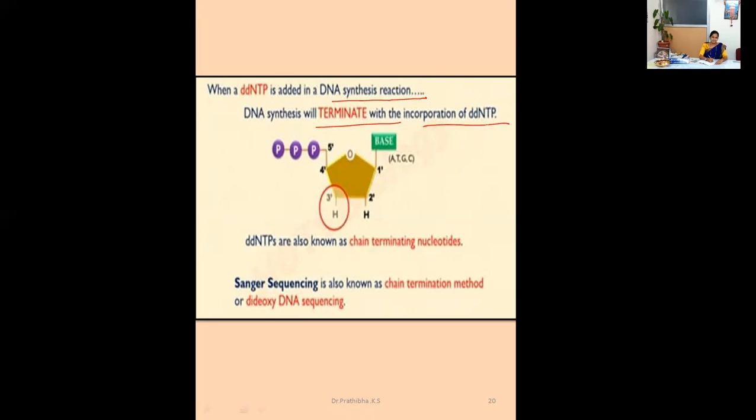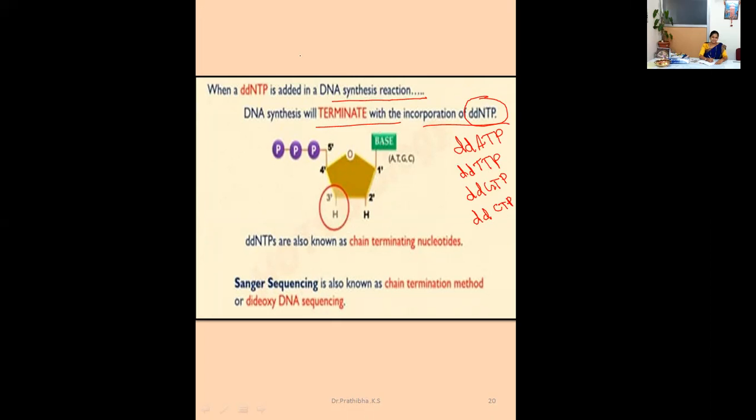We can use ddNTPs of maybe ddGTP, ddCTP, ddATP, or ddTTP. In general we have mentioned here ddNTP. We have 4 nitrogenous bases. You can mention ddATP, the individual modified adenosine nucleotide. Then we can also mention ddTTP, that is thymine triphosphate. Then we can also use in the reaction tube ddGTP, that is guanine triphosphate, and also ddCTP, that is cytosine triphosphate.